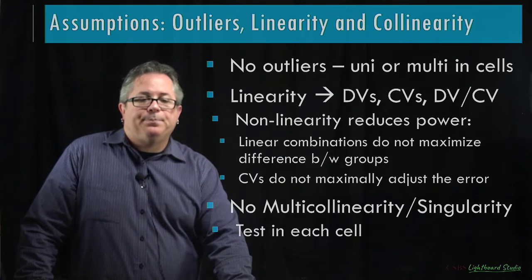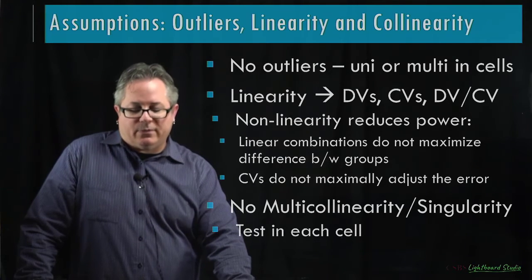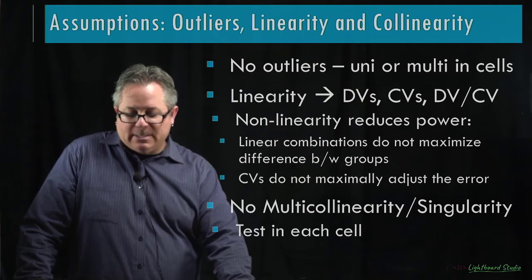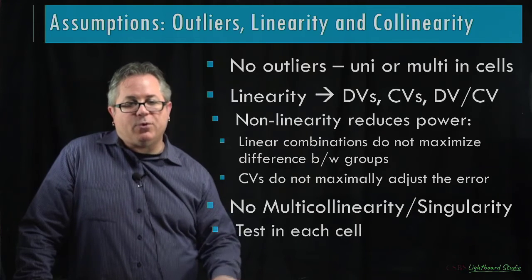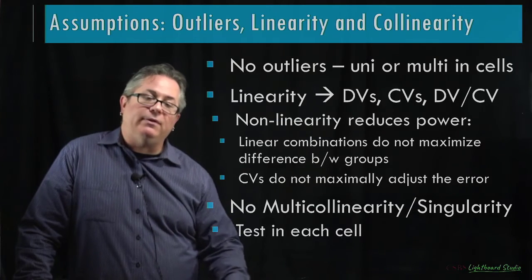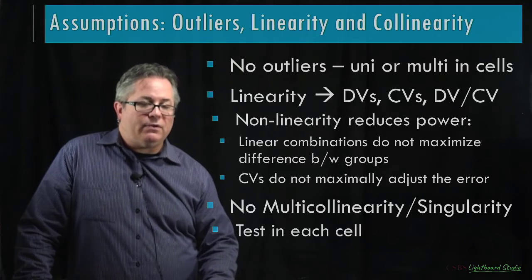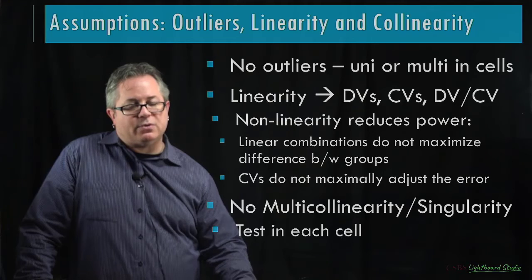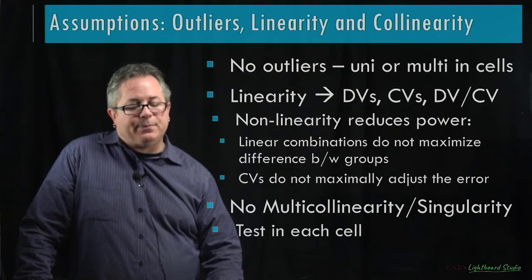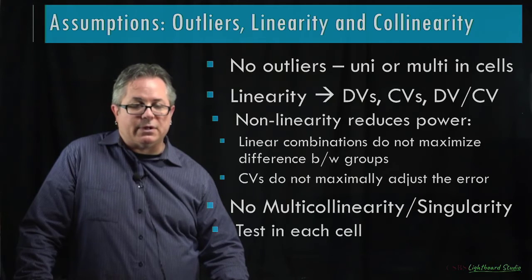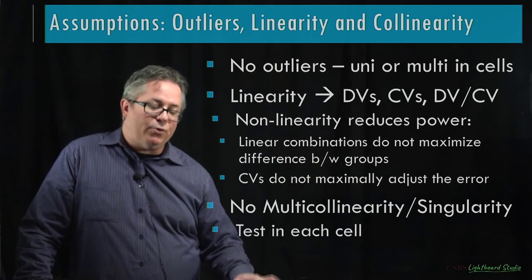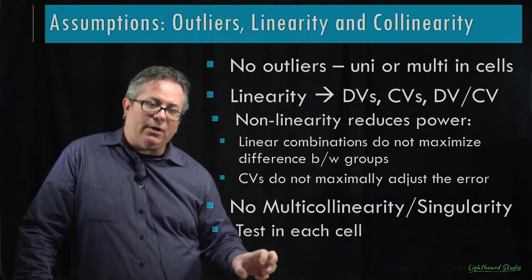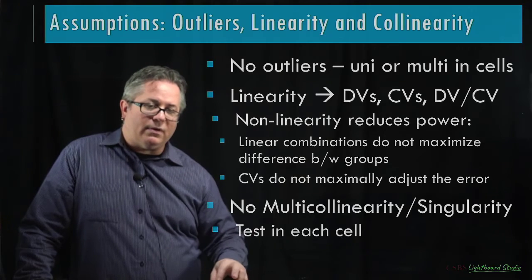The only reason this becomes more interesting in MANOVA is because you have multiple groups, and each group has multiple DVs. So multicollinearity and singularity need to be tested in each cell of your design to make sure you're not seeing any collinearity pop up in any of those cells. Because you have multiple DVs, you need to check for multicollinearity in all the cells of the design.